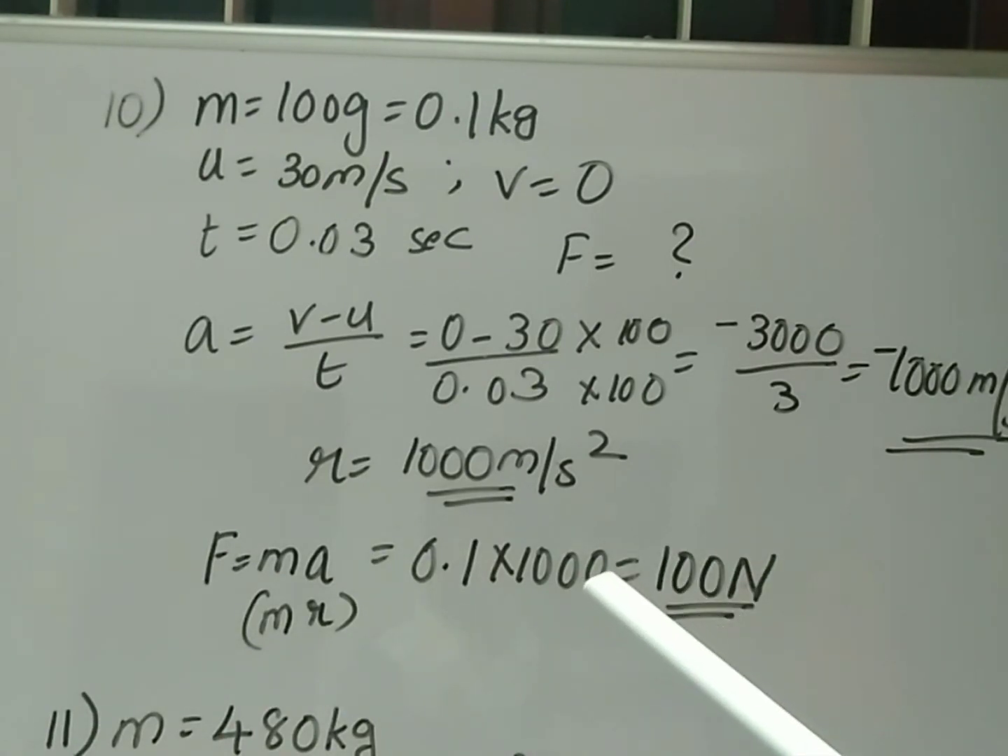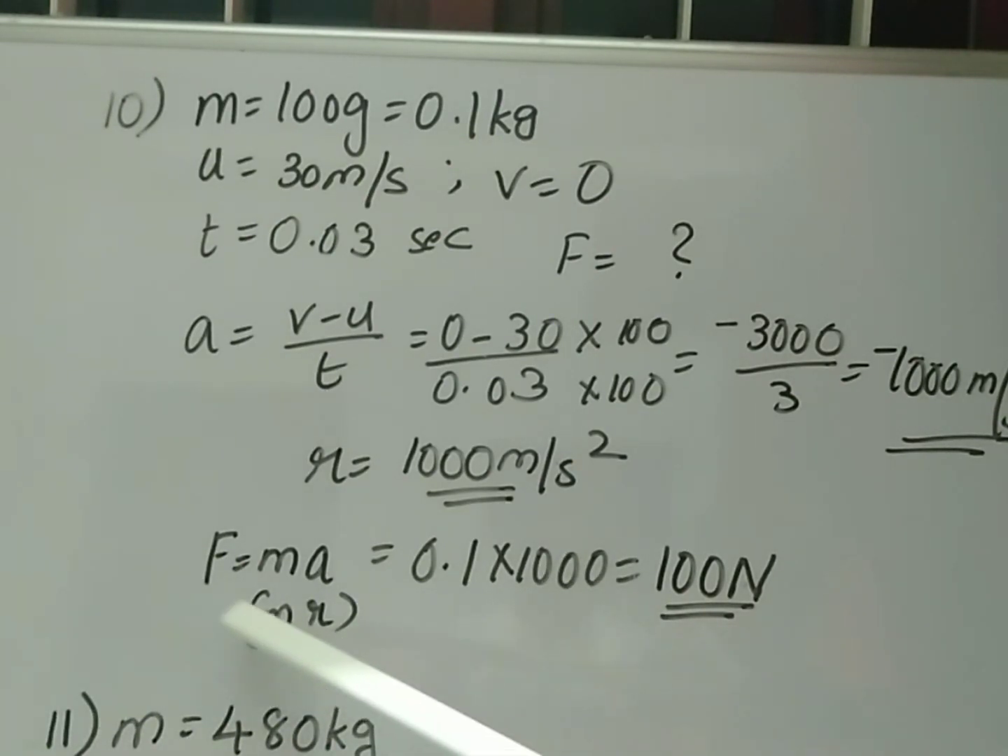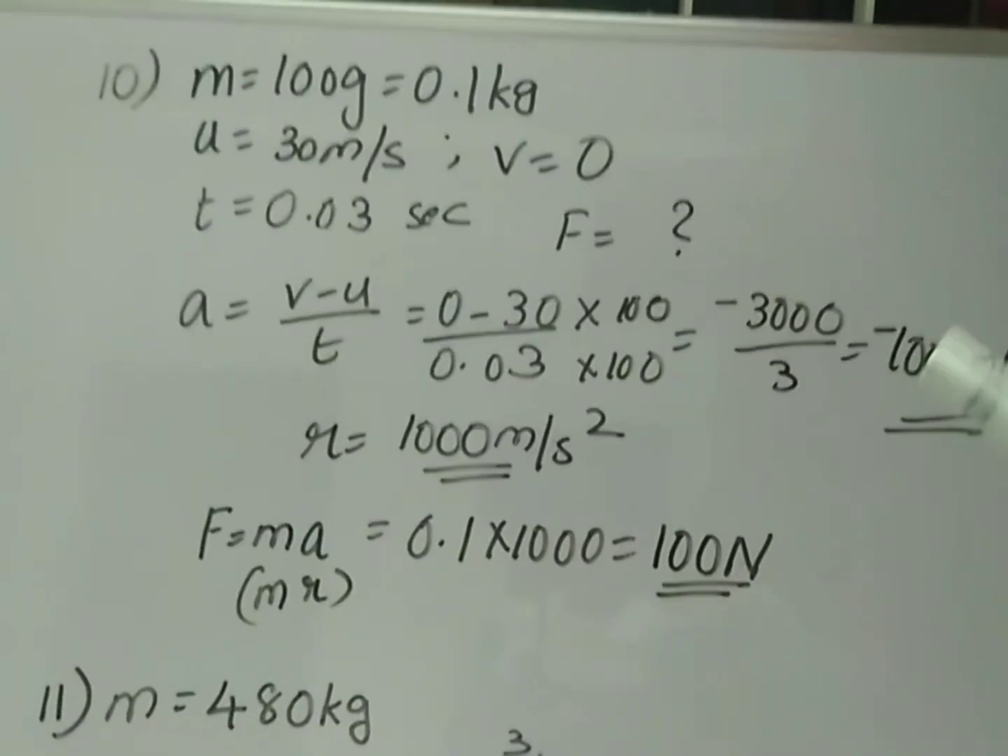But here, a cricket ball of mass 100 gram is moving with a speed. Already it is moving with a speed 30 meter per second. Is brought to rest by applying a particular force. That force means we are applying force for the retardation. So F is equal to mr, mass into retardation. So 0.1 into 1000 you will get 100 Newton is the retarding force.